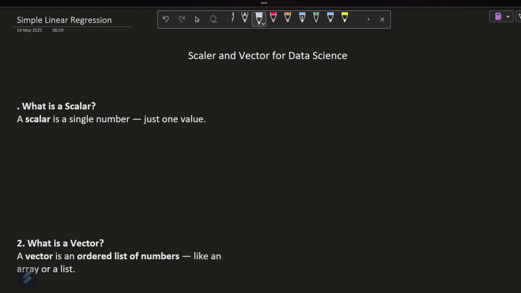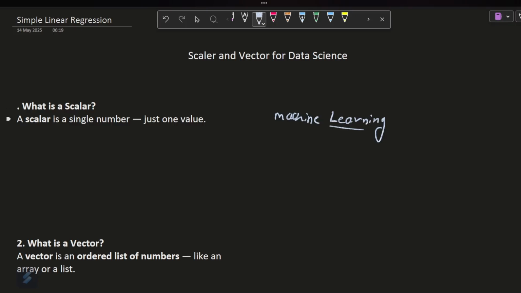Today we learn about the mathematics, linear algebra, used in data science and machine learning. So first, understand what is a scalar and what is a vector. First, we are going with what is a scalar.